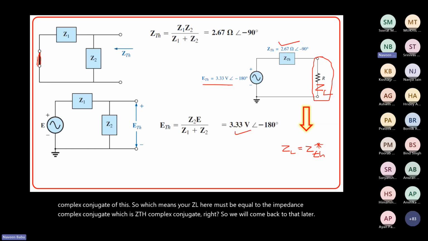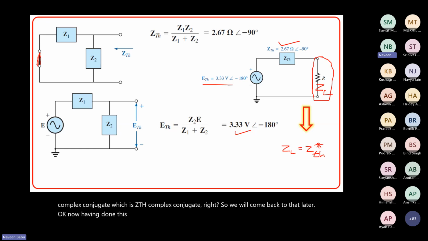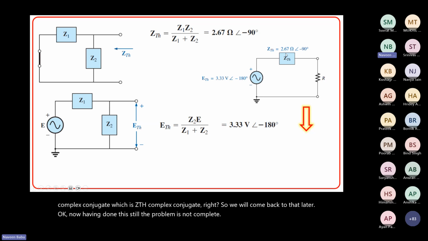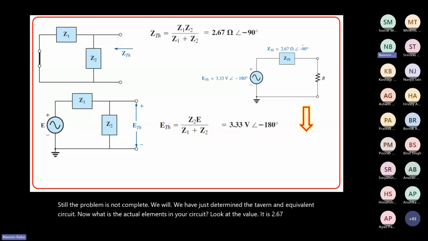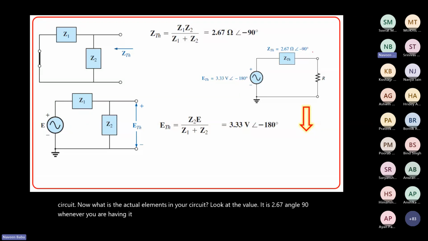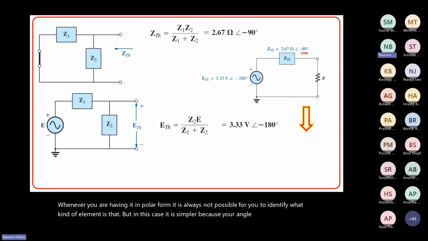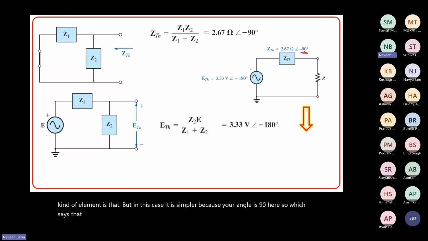Now, having done this, the problem is still not complete. We have just determined the Thevenin equivalent circuit. Now, what are the actual elements in your circuit? Look at the value. It is 2.67 angle minus 90. Whenever you have it in polar form, it is not always possible to identify what kind of element it is. But in this case, it is simpler because your angle is minus 90 here. So this says that this is going to be a capacitance, and its value is going to be 2.67 ohms. So it is easy here.